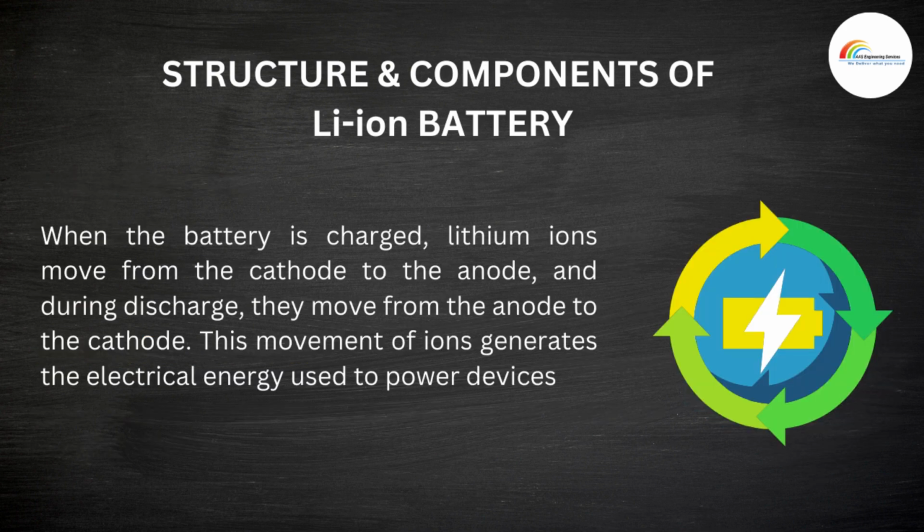Functionality. Now that we understand the individual components, let's explore how they work together to power our devices. When a Li-ion battery is charged, lithium ions move from the cathode to the anode. Conversely, during discharge, these ions move from the anode to the cathode. This movement of ions generates the electrical energy that we utilize to power various devices.